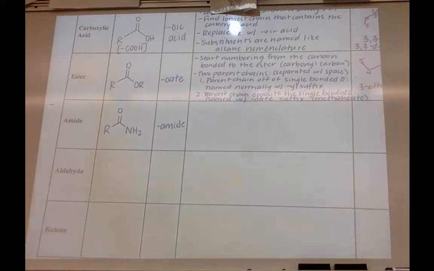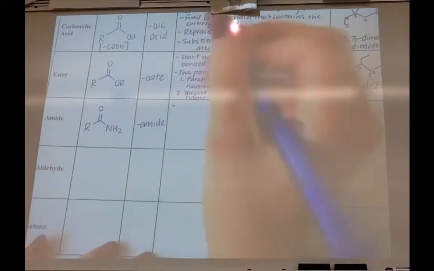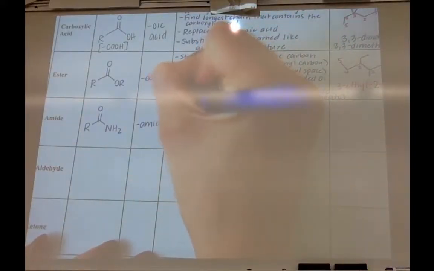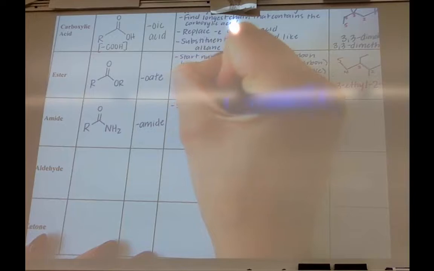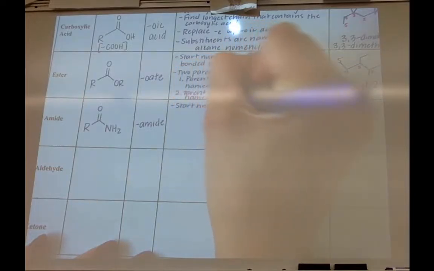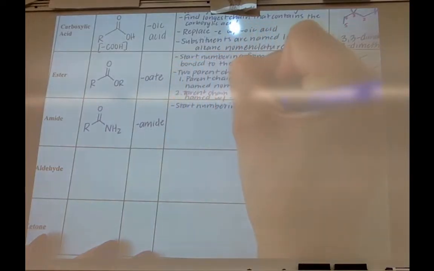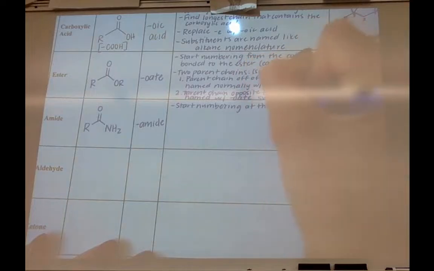Now, naming. So those are the naming rules with amides. We're going to start numbering at the carbonyl carbon. So start our numbering at the carbonyl carbon.